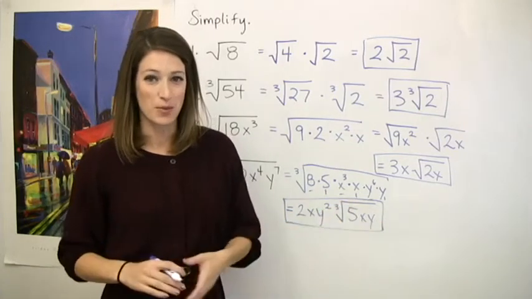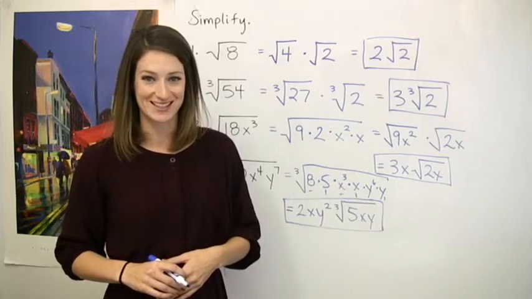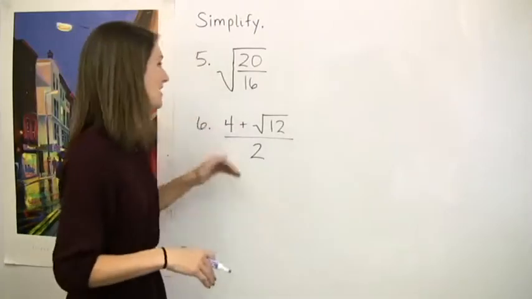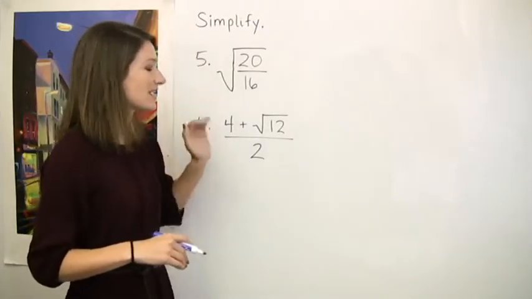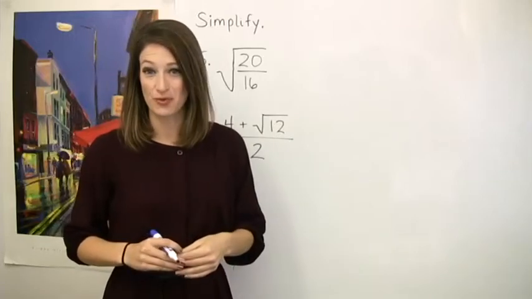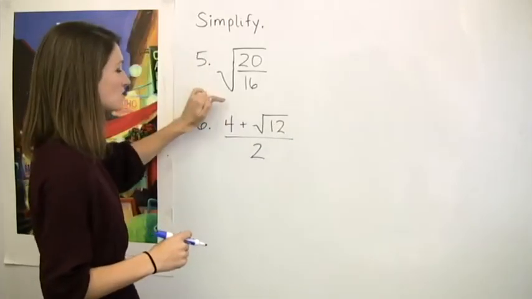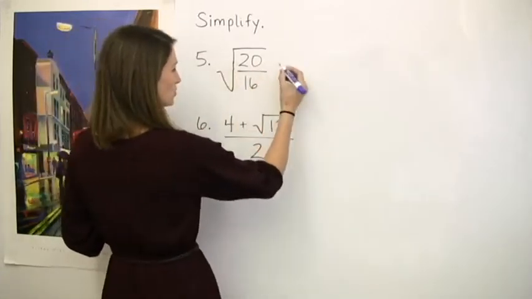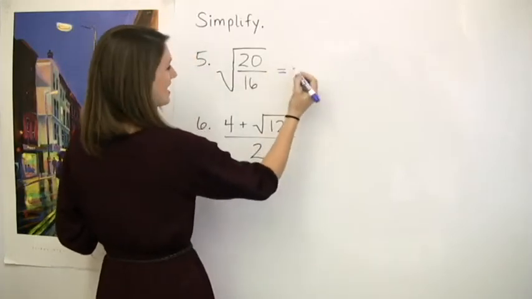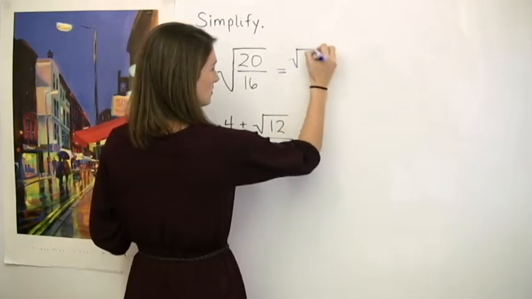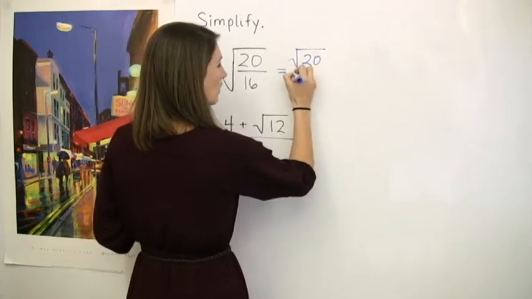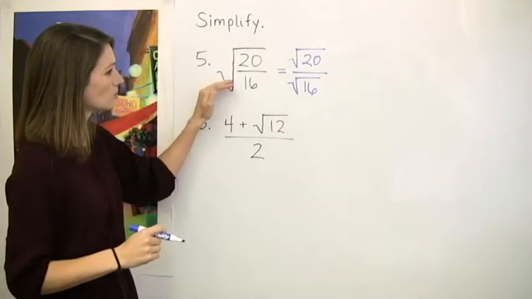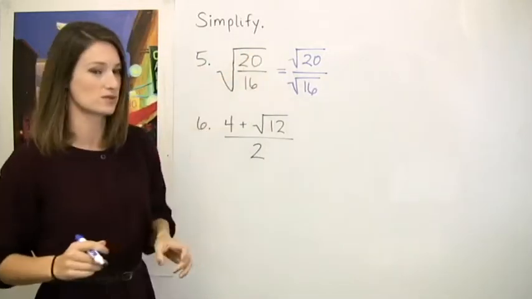Let's move on. We're going to try a couple problems that work with the quotient property. Okay, remember that the quotient property states that you can take the nth root of a quotient and write that as the same as taking the quotient of the nth roots. So for our first problem, we have the square root of 20 over 16. So we can write this, we have the nth root of a quotient, we can write this as saying we are taking the square root of 20 over the square root of 16. So an nth root of a quotient becomes a quotient of the nth roots.